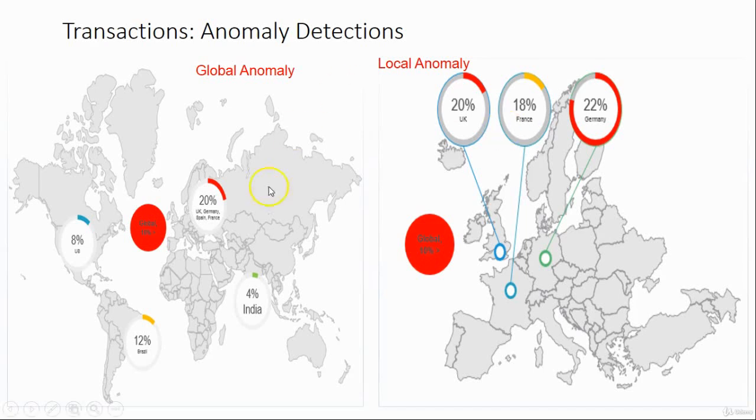This will help you do some kind of prevention, as well as take future action so that you are ready to face this kind of situation. This is also called anomaly detection, and this is being done a lot in the financial industry.